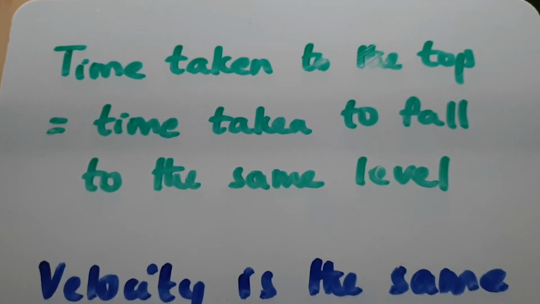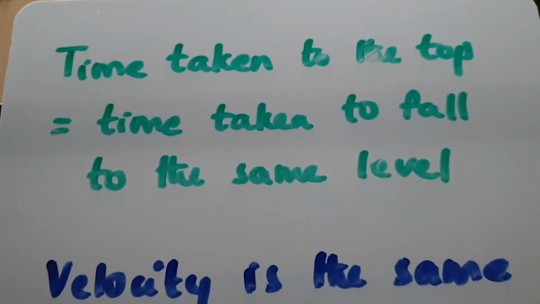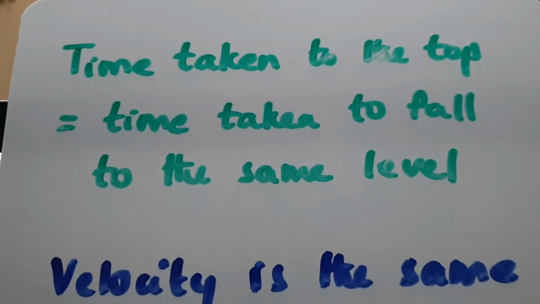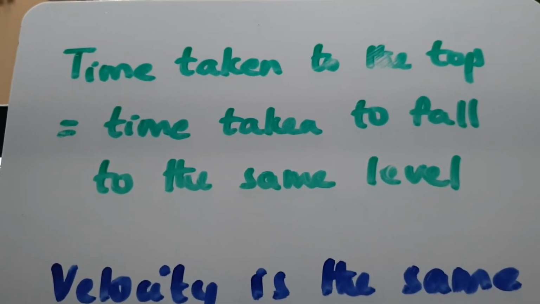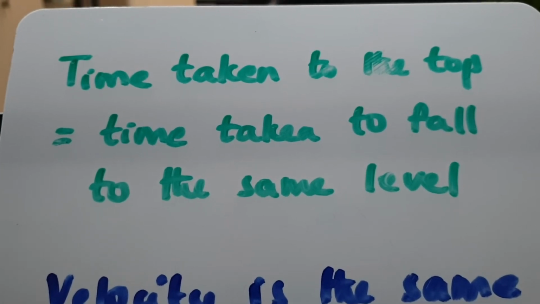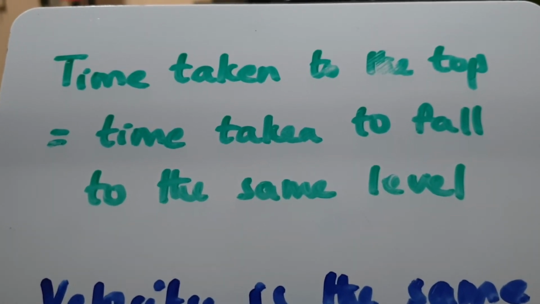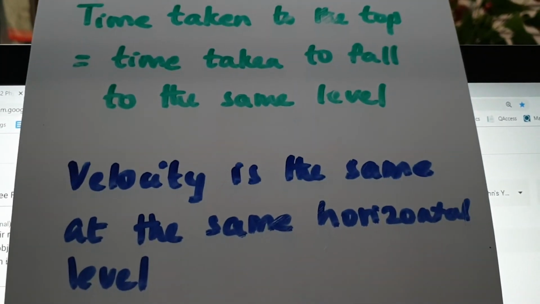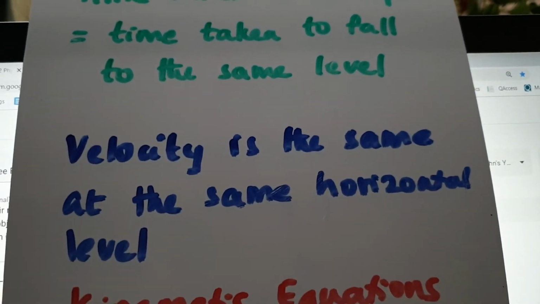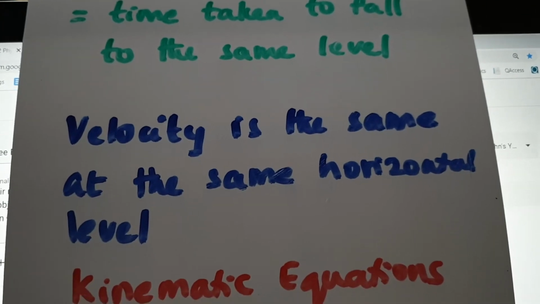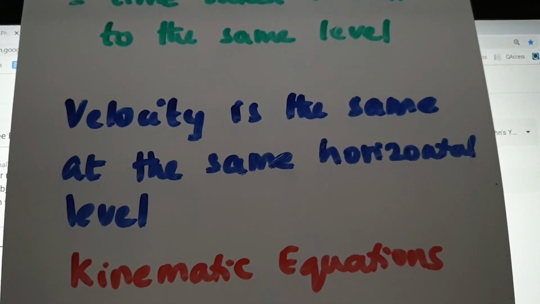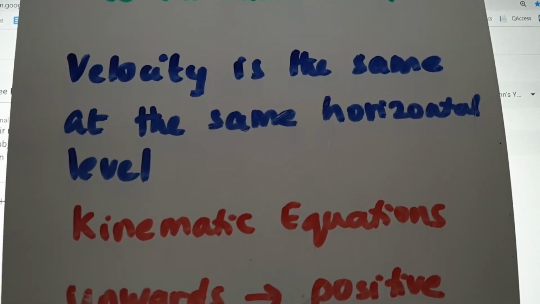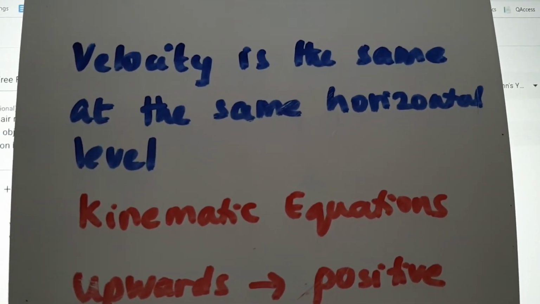Now, some of the other things we have to keep in mind is that the time taken to reach maximum height, or the time taken to reach the top, is the same as the time it takes to fall back to the same level from which it was thrown. Okay, and then the other thing is what I've just said, the velocity is the same at any horizontal level, but it just acts in the opposite direction, whether it's coming up or going down, and we can use those 4 kinematic equations to solve problems.